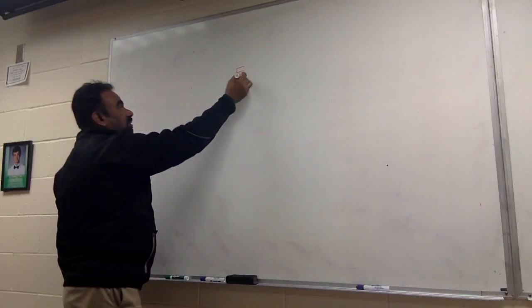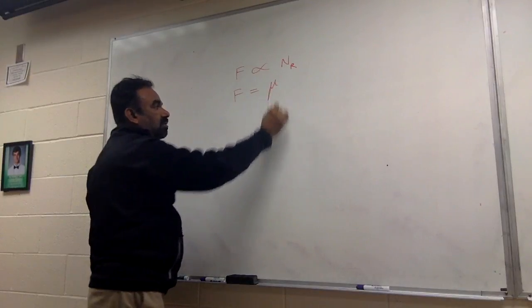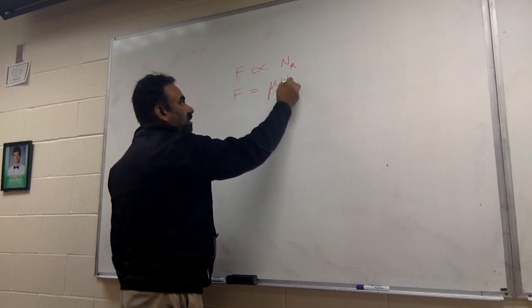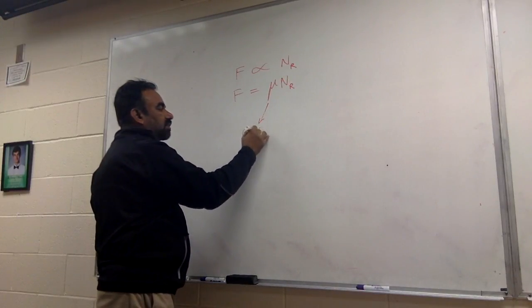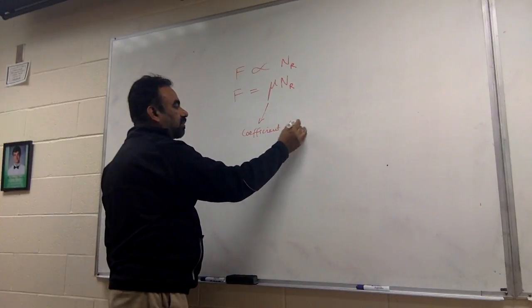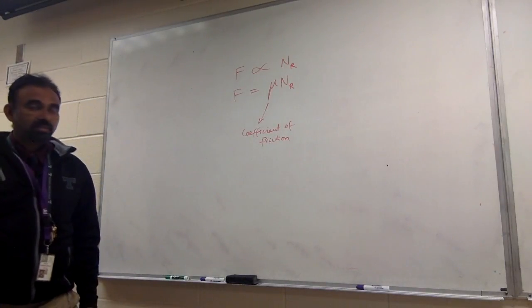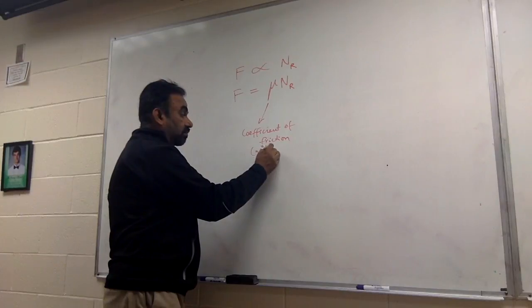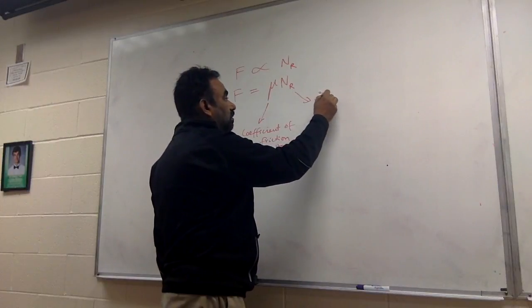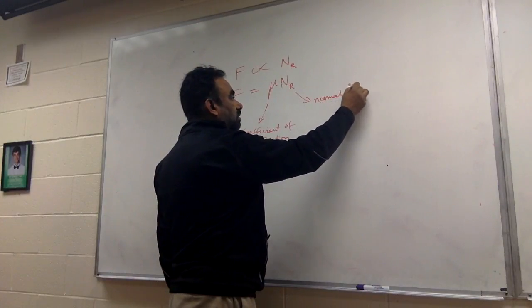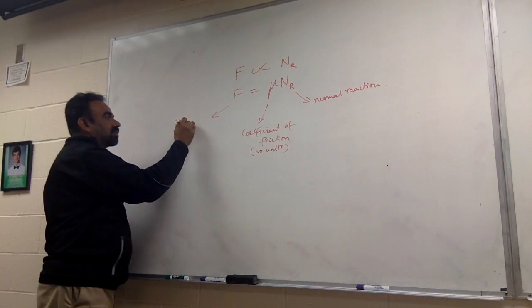So the maximum friction is proportional to the normal reaction, and friction is equal to a constant of proportionality times the normal reaction. And this constant of proportionality is called coefficient of friction. It's a constant. It has no units. And this one here is the normal reaction. And that is the limiting value of friction.